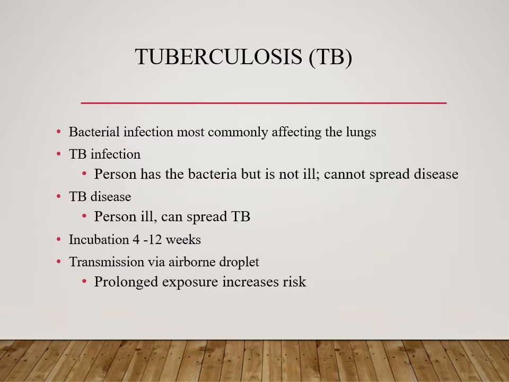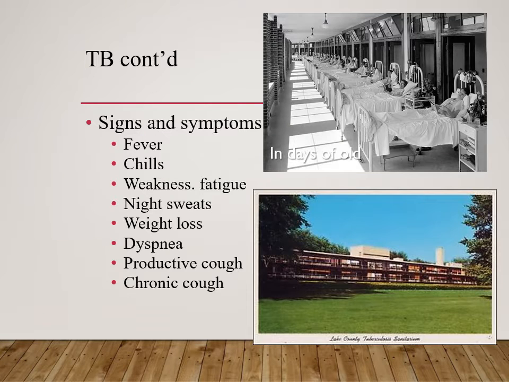Tuberculosis. TB is a bacterial infection most commonly affecting the lungs. If a person has latent TB, they have the bacteria but are not ill, but can still spread the disease. Incubation period is 4 to 12 weeks, and it is transmitted via airborne droplets. Prolonged exposure can increase your risk. Signs and symptoms include fever, chills, weakness, fatigue, night sweats, weight loss, dyspnea, productive cough, and a chronic cough.